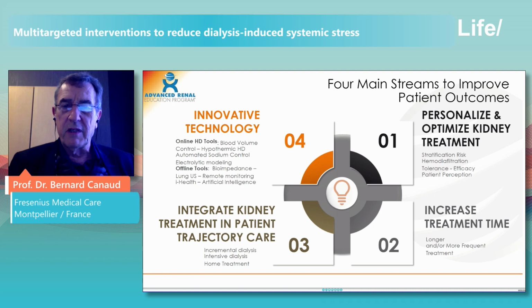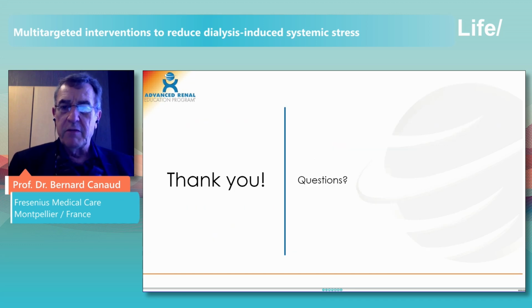This is just summarized on this slide. Four main streams to improve patient outcome. We need to personalize and optimize the kidney replacement therapy. We have to consider increasing treatment time or frequency. We need to integrate the kidney treatment in the patient trajectory of care. And we need to use innovative technology, as I showed you, online hemodialysis tools, offline tools, and all these elements to make sure that we can fit a better treatment for the patient.